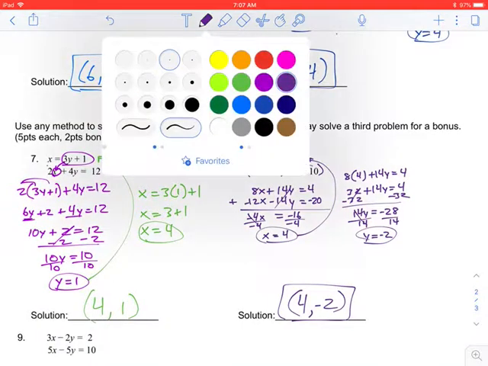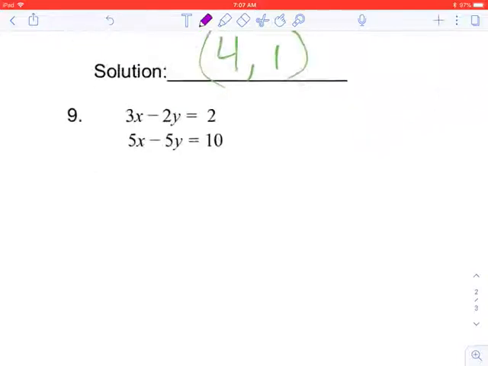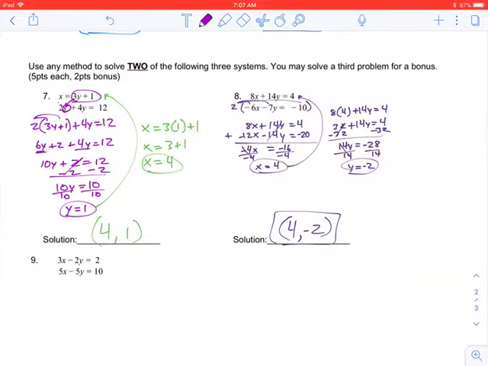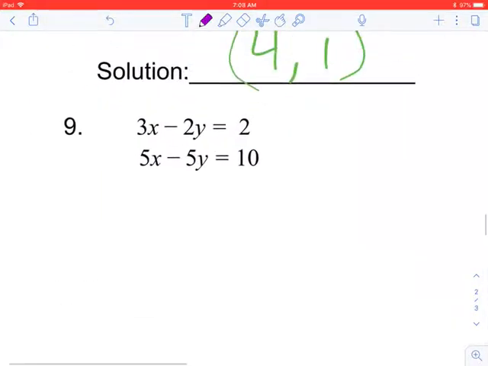Okay? And so finally, we have our last problem. This one is more of a bonus. You can see the directions say pick 2, and then if you do a third, it's a bonus. So this one's a bonus, but it's one where we can't just multiply 3 to get 5 or 2 to get 5. So we got to multiply both equations by something. Well, I'm just going to look at the x's here. 3 and 5 both go into 15. So I'm going to multiply this by 5 to get 15, this by negative 3 to get negative 15.